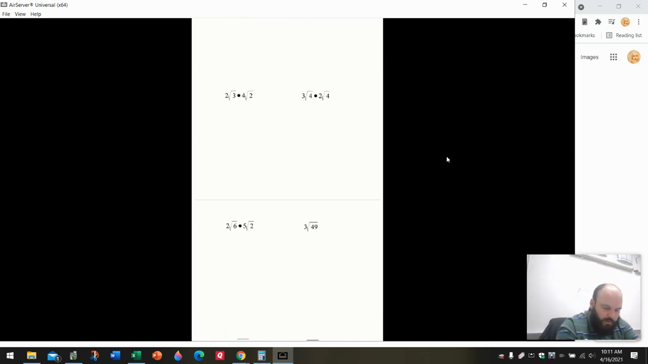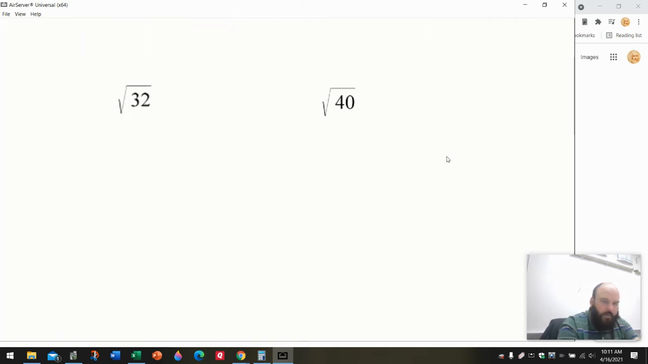So we have quite a few more to try here yet. So let's keep working through. So here's the square root of 32. I do want to transition into using that factor tree again. So let's draw a factor tree of 32.